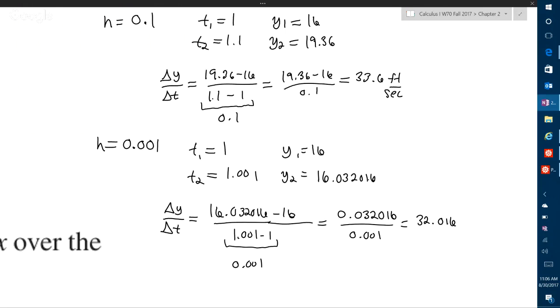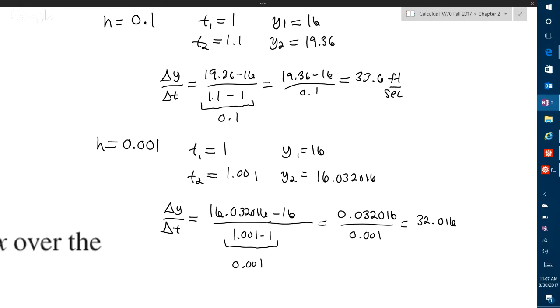It would be 32. In fact, if you were to take an even smaller interval, if you were to take 0.0001, you see that you're getting even closer to 32. So our speed at t equal to 1 is approximately 32.